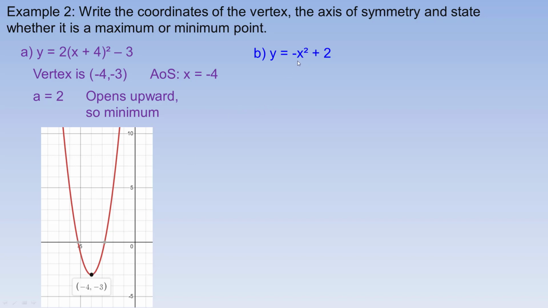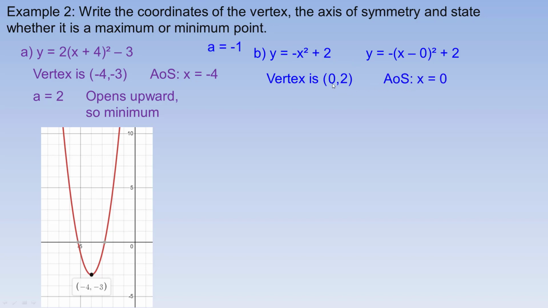Now for the second one here, this one looks a little different because there's no number added or subtracted to the x inside the brackets. So if you want, you can think of it like this: x is the same as x minus 0. If you don't see a number there in the brackets, then the x-coordinate of the vertex is 0. So it's 0 comma, and then the 2 is the y-coordinate. The axis of symmetry would be x equals 0.